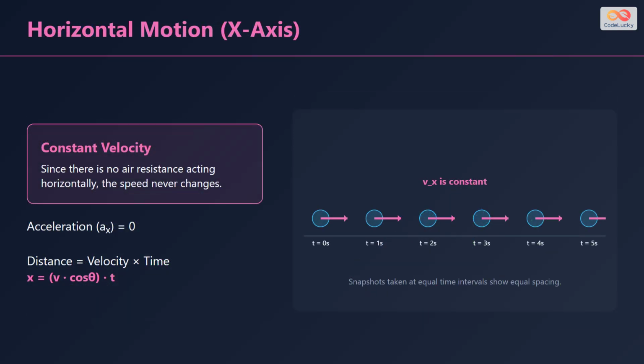Now let us look at the horizontal part separately. Because gravity only pulls downwards, nothing is pushing or pulling the object horizontally. This means the horizontal speed, v sub x, stays constant the entire time. It never speeds up or slows down. The distance traveled is simply this constant speed multiplied by time.